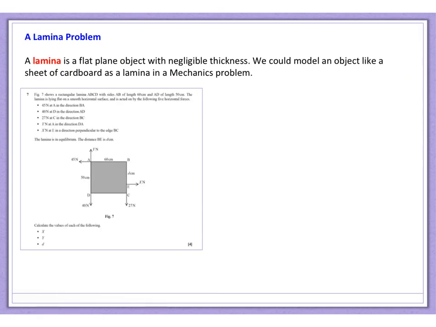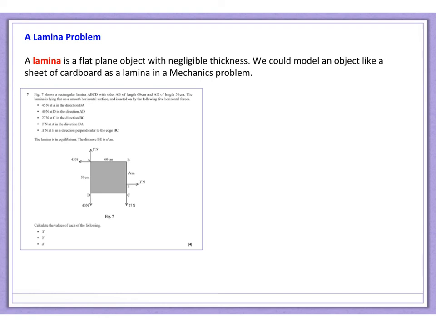So we're going to finish this lesson off with a few additional, slightly different types of example. So the first one of these is an example about a laminar. Now, a laminar is a flat, plane object with a negligible thickness. So think of a piece of paper, something that essentially has an area but has such a small thickness in comparison to its area that we can ignore the thickness when we're using it for a model. So a sheet of cardboard, a sheet of paper could be modelled as a laminar when we're dealing with a mechanics problem. Let's have a look at this question.